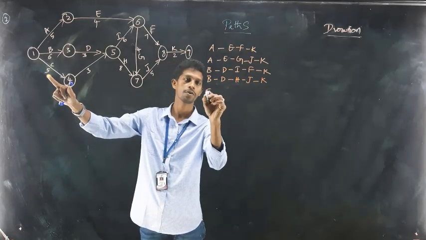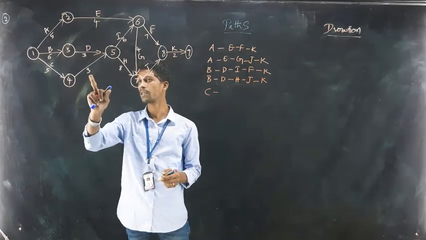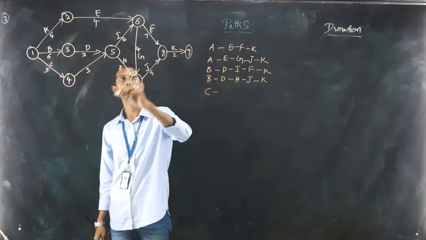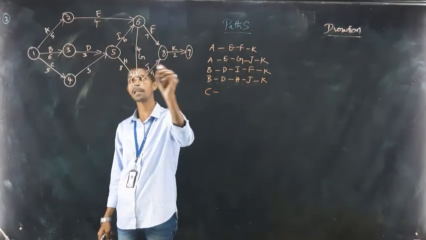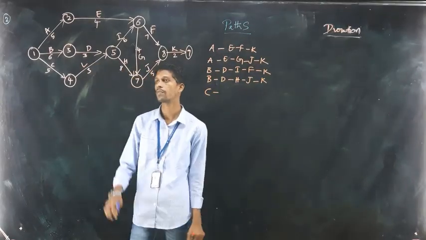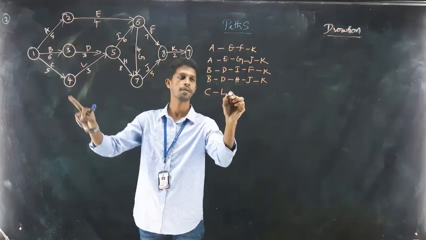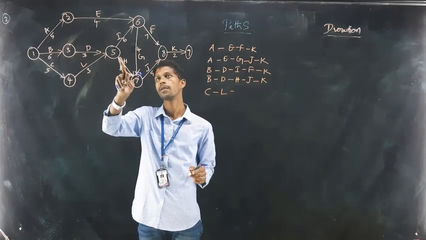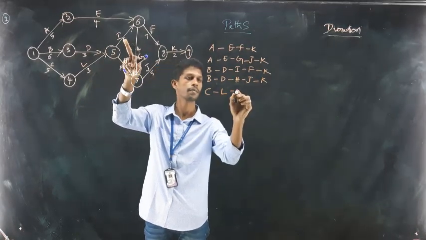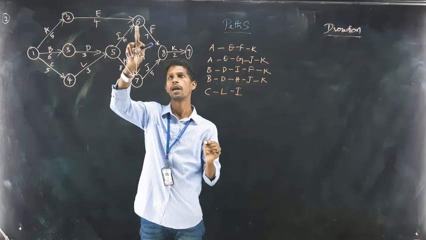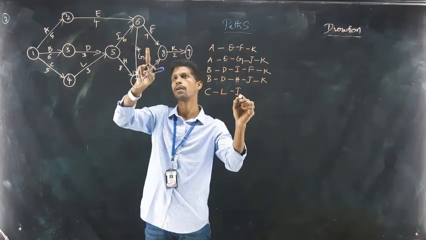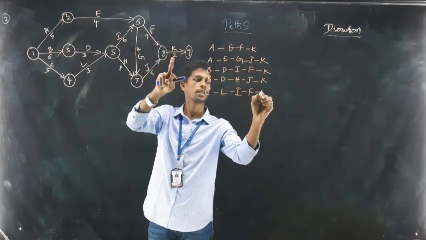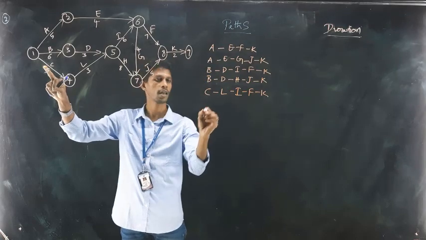That is C. So C follows. Here we forgot to name this activity. So A, B, C, D, F, G, H, I, J, K. So let me give you L. Okay. So C follows L, and L follows I. I follows F. F follows K, and again it starts with C.